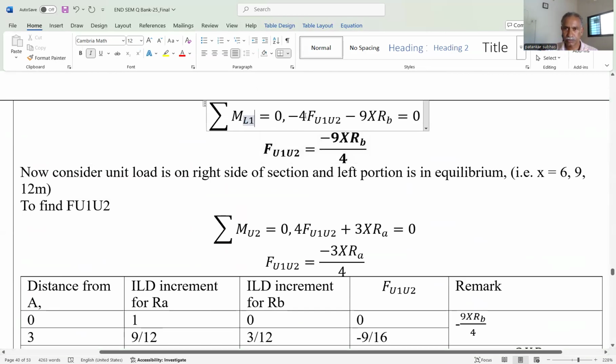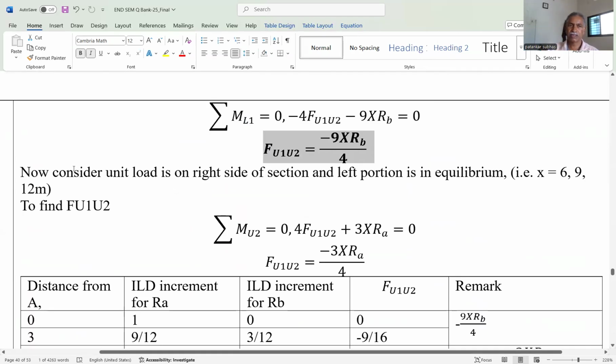4, that is the height is 4 meter, multiplied by U1, U2. Anti-clockwise, that's why minus. So minus 9 multiplied by RB is equal to 0. So we get the force in member U1, U2 is equal to minus 9 by 4 multiplied by RB. Here RB is related to the vertical ordinate, or ILD for the RB. But this equation is applicable if X is equal to 0 and X is equal to 3 meter.